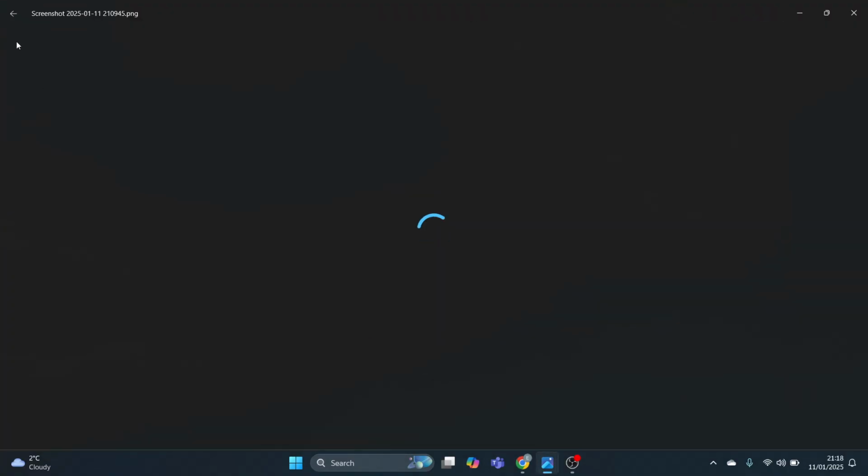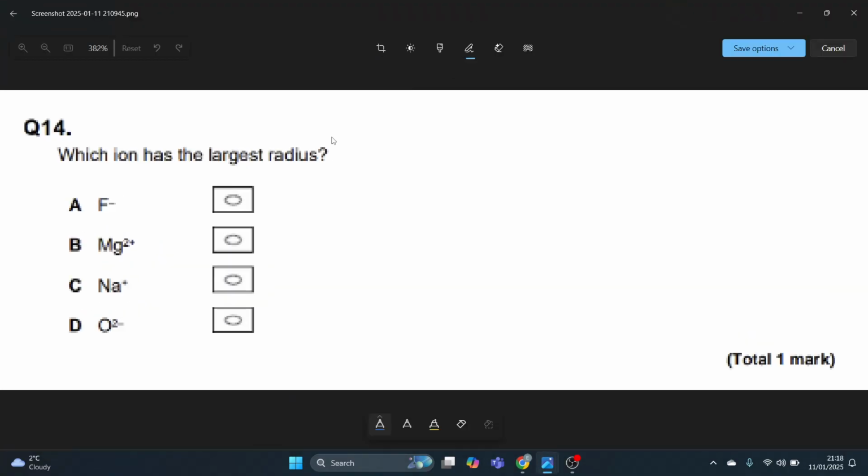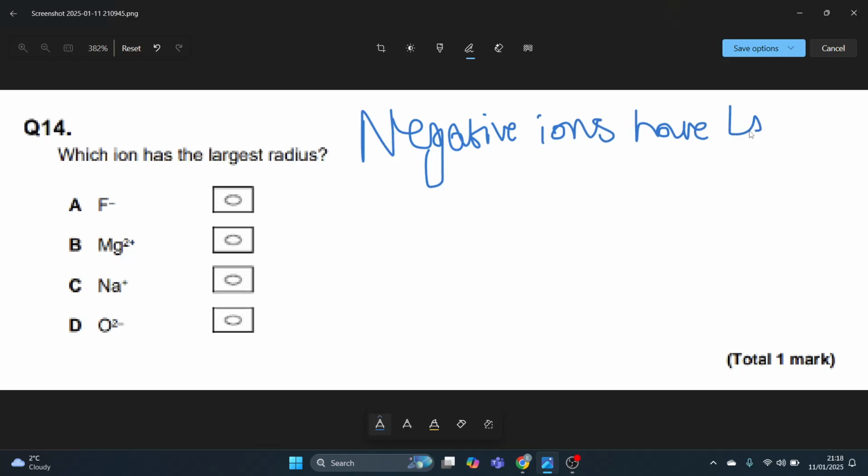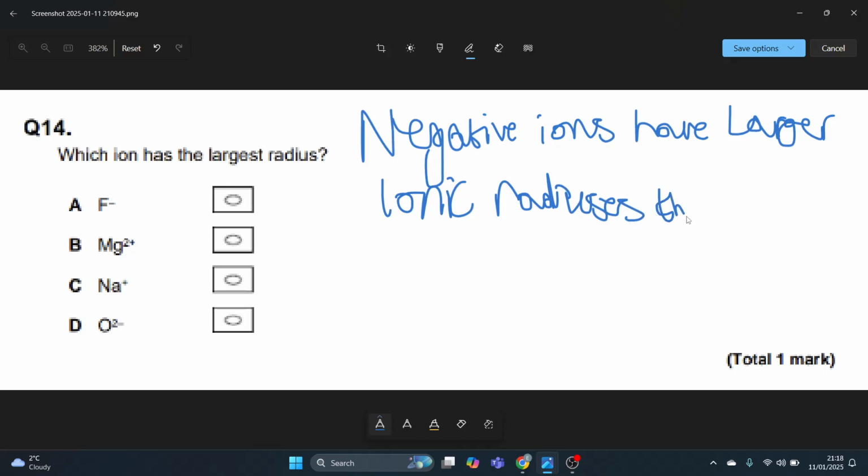Question 14. Which ion has the largest radius? Remember this key fact. Negative ions have larger ionic radiuses than positive ions.